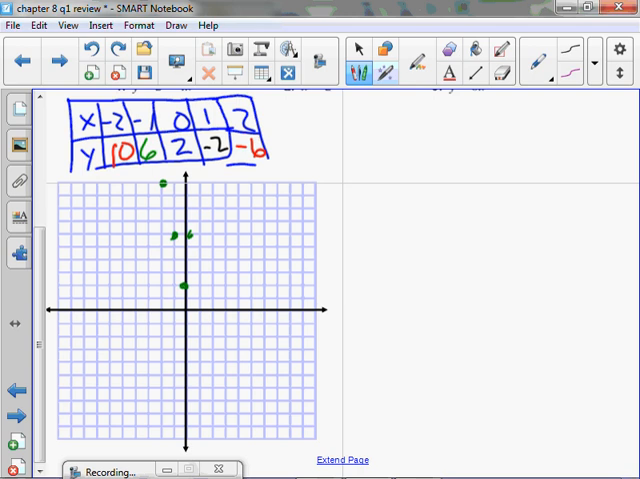1, negative 2. I go over 1, down 2. And finally, 2, negative 6. I go over 2, down 6. 1, 2, 3, 4, 5, 6. That's going to be right here.